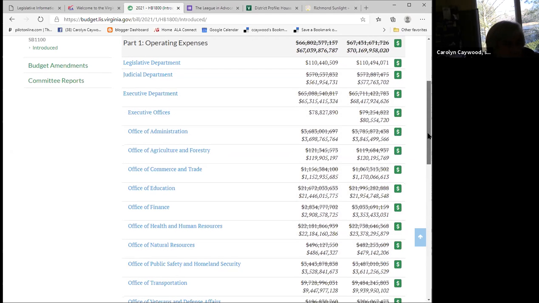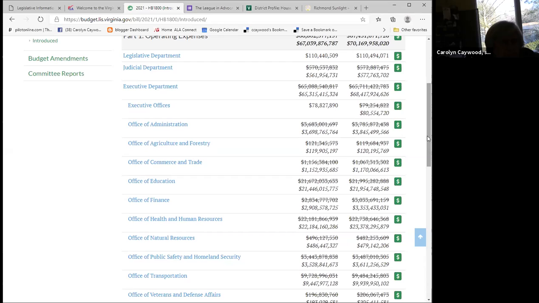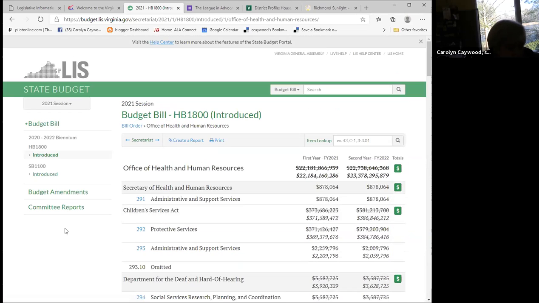I was looking for the STEP VA, which was part of the legislative collaborative table. So I said, well, it's mental health. It's probably health and human resources. Okay, where do I go from here?